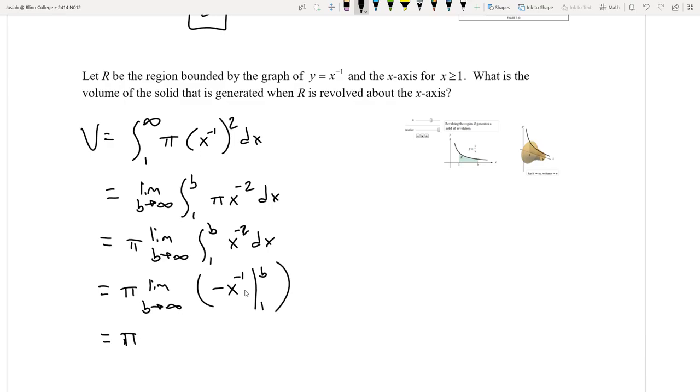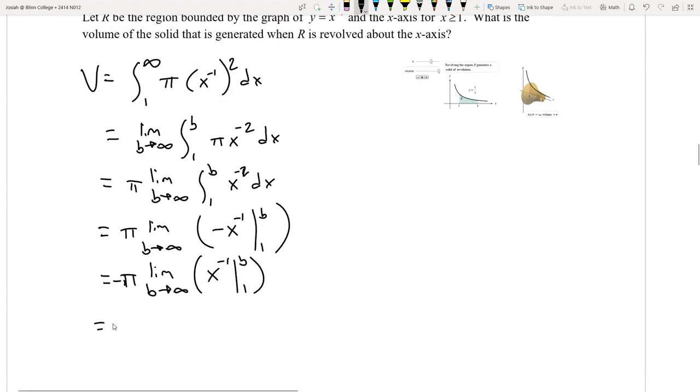So we go ahead and evaluate here. We've got the limit as b tends to infinity. And then in here we have, actually, let's go ahead and take out that negative as well. So I'll make that one more line. So we've got negative pi, the limit as b tends to infinity. X turns into b here, so we get b to the negative first minus 1 to the negative first.